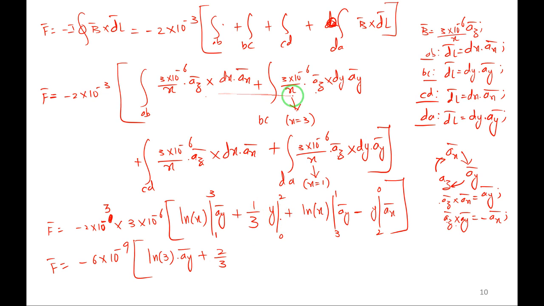Second term, please check it. What is the unit vector I am going to get for the second? Az cross ay. Az cross ay is minus ax. So I will get minus ax here. I hope you are getting az cross ay. Az cross ay is minus ax. Yes, fine. So minus, upper limit 2 minus 0, 2 by 3, minus 2 by 3 into ax.